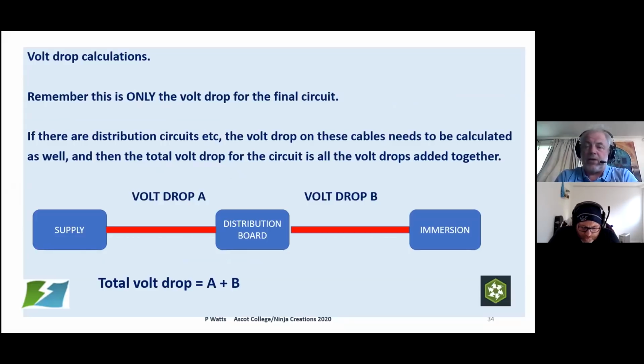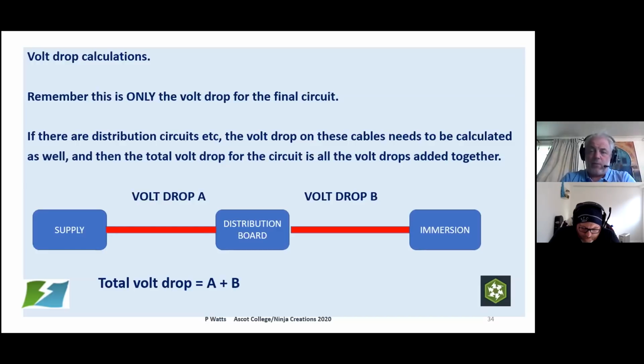Once we've done the calculation for the final circuit, we go back and look at the distribution cable. We work out the volt drop on that, and that again is dependent on the cross-sectional area and the current being drawn and any other factors that apply. Work out the volt drop on that cable, and then add the volt drop for that cable to the volt drop for our final circuit cable, and that is the total volt drop for that circuit.